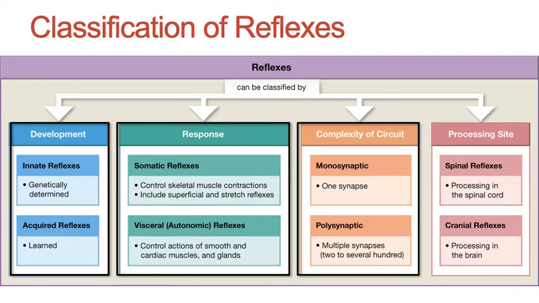Polysynaptic reflexes are going to have a longer delay between stimulus and response, and the delay is proportional to the number of synapses involved. So the more neurons involved, the longer it's going to take. The final classification is the processing site. If they're processed in the spinal cord, it's a spinal reflex, and that's what I'm going to be talking about for the rest of this presentation. If they're processed in the brain, then it's a cranial reflex.